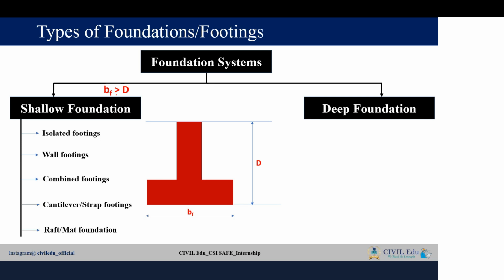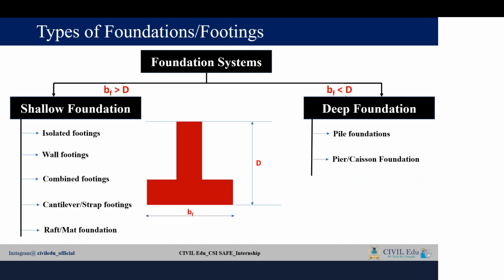And then come the deep foundations. When do we call a foundation a deep foundation? When the value of BF is less than D, then it is called a deep foundation. That is, the width of the foundation is less than the overall depth of the foundation. In such cases, we call it a deep foundation. In deep foundations, majorly we have two categories. One is pile foundations, and the second one is pier foundations or caisson foundations. I'll show you the images so that you understand it in a better way.